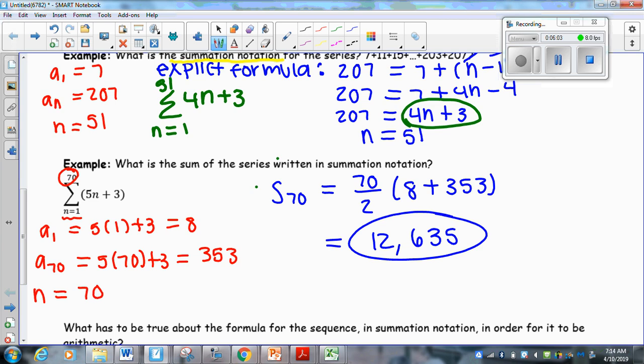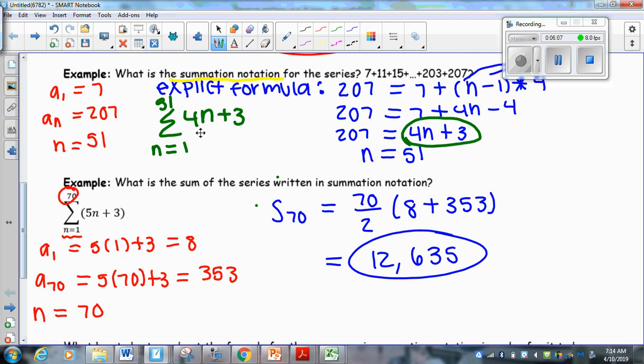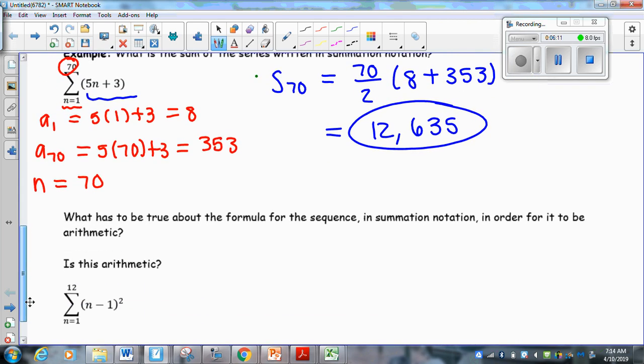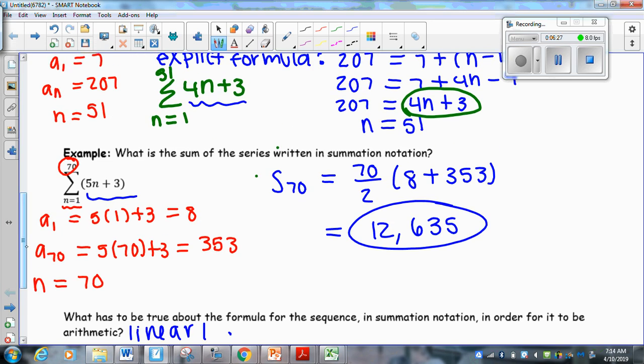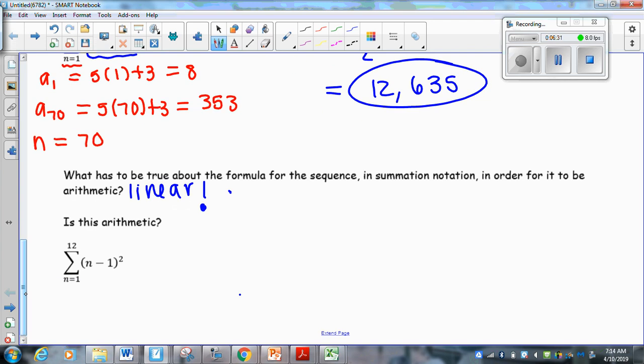So notice something about this formula we had in summation notation in both the second example and the third example here. Okay, so what has to be true about the formula for an arithmetic sequence in summation notation? It has to be linear. Okay, no ifs, ands, or buts. It has to be linear. That means no exponents. Notice we had 5n plus 3, 4n plus 3. Hopefully you're seeing that linear pattern there.